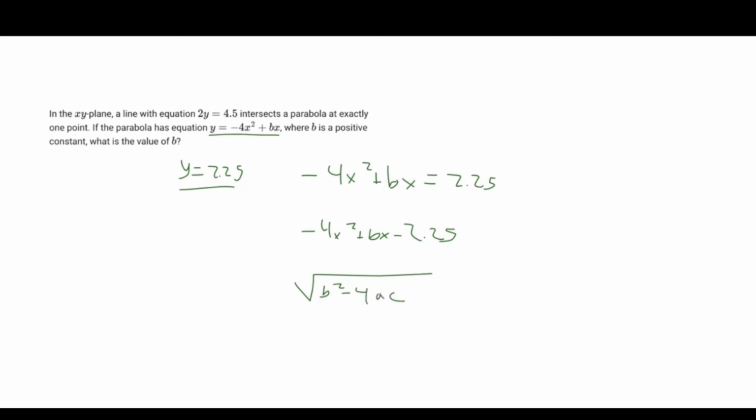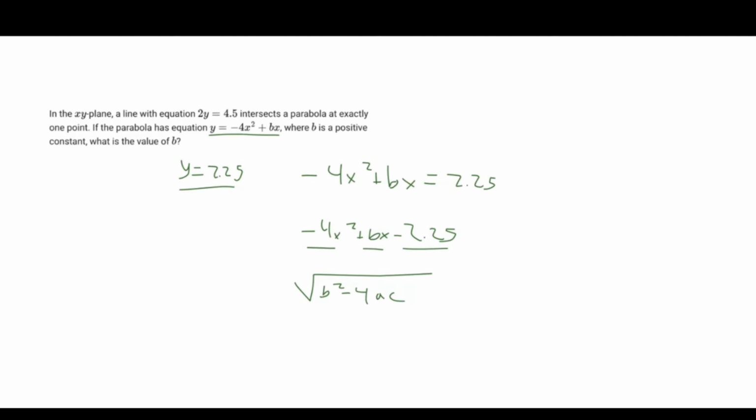All right, so why is the discriminant important? Well, because the discriminant actually tells you the number of solutions that are in the quadratic. So our a value is negative 4, our b value is, we don't know, that's what we're trying to solve, and our c value is negative 2.25, right? So the thing with the discriminant is that if it is a positive value, you're going to have 2 real solutions. If it is equal to 0, you're going to have 1 real solution. And if it's negative, you're going to have 0 real solutions.